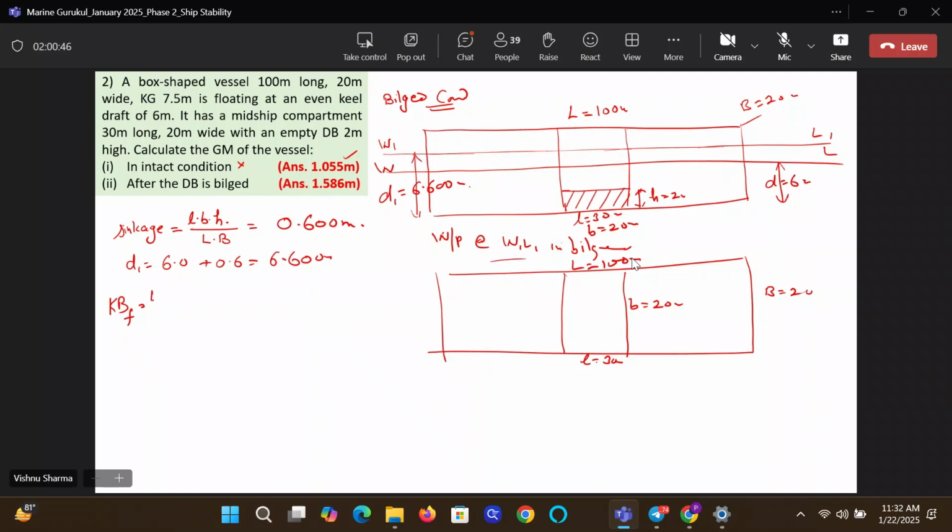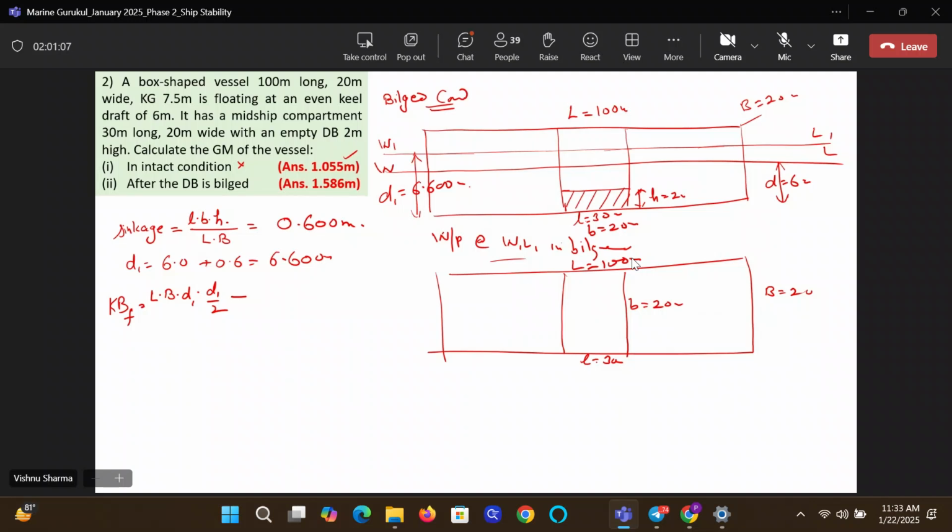The volume up to W1L1 underwater volume is LB. D1, lever is D1 by 2. Correct, guys? Yes or no? Correct? From here, we'll knock off the vertical moment of underwater volume.